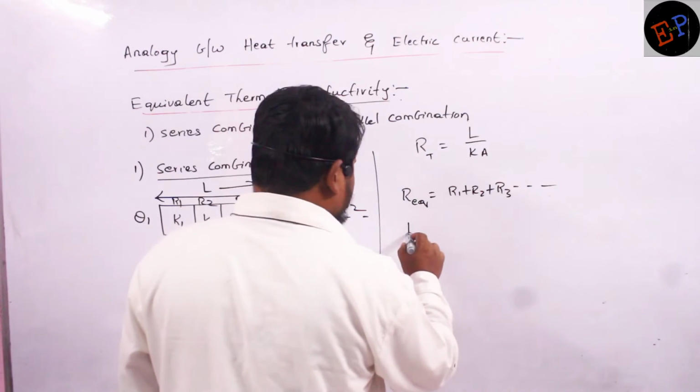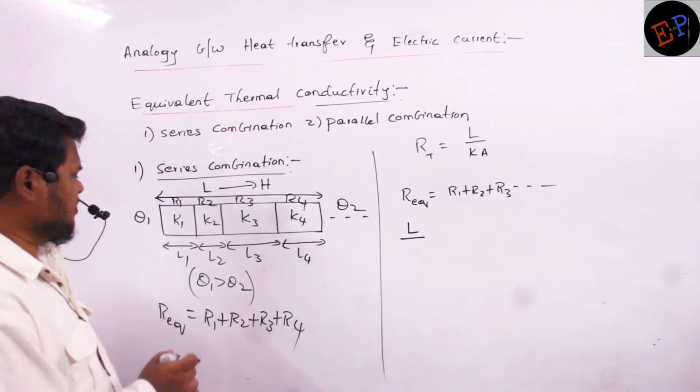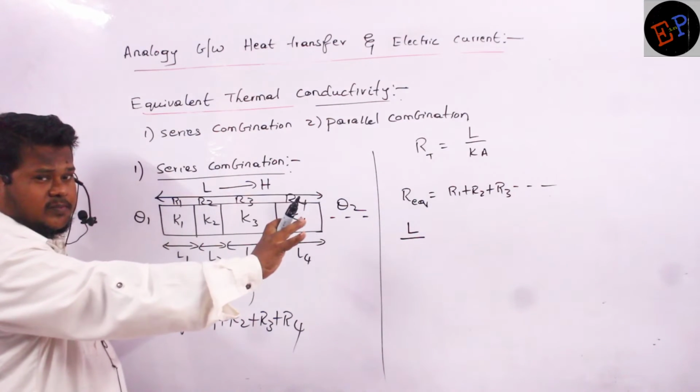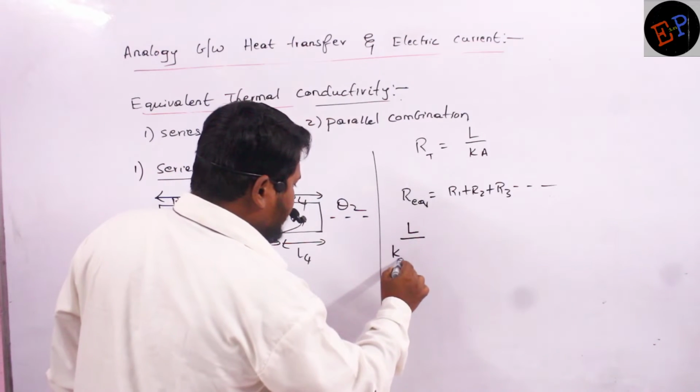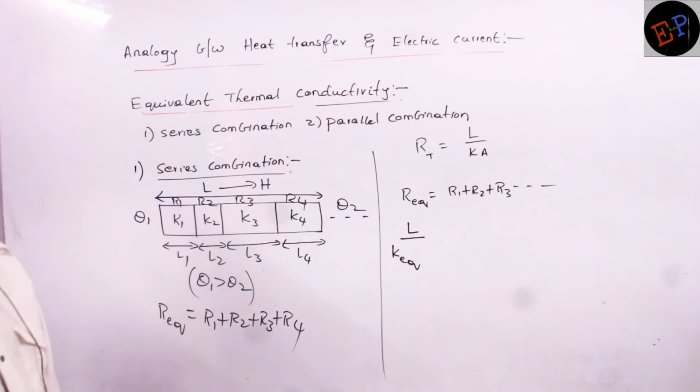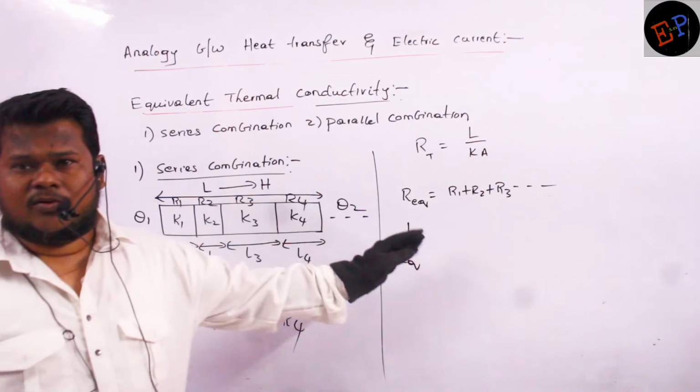So L divided by, similarly, for individual rods we have K1, K2, K3, K4. But what is the K value for the total system? That I can write as K equivalent. Instead of K, I am writing K equivalent. K equivalent means the K value for the total combination.